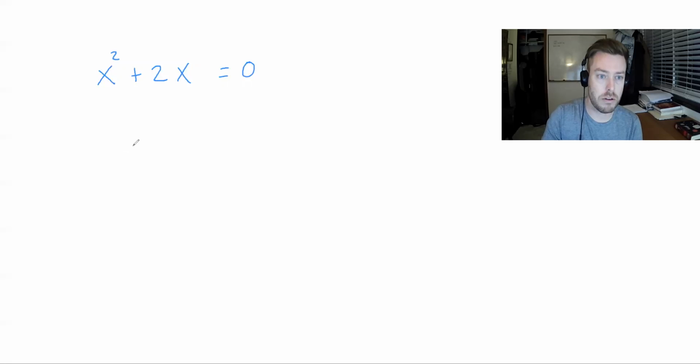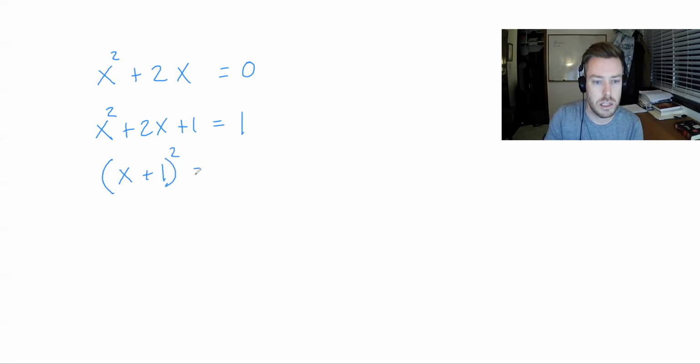So remember the algorithm: divide whatever is multiplied by x by 2, and then square it. In this case, 2 divided by 2 is 1, and 1 squared is 1. We add that number to both sides. So x squared plus 2x plus 1 is equal to 1. And this, we know, is going to factor perfectly into x plus 1 squared is equal to 1. Now let's take the square root of both sides. You're going to get x plus 1 is equal to, and here, what's the square root of 1?